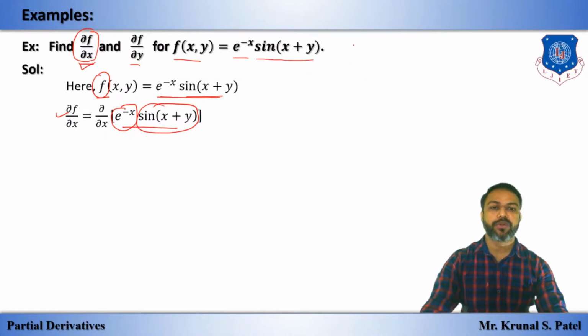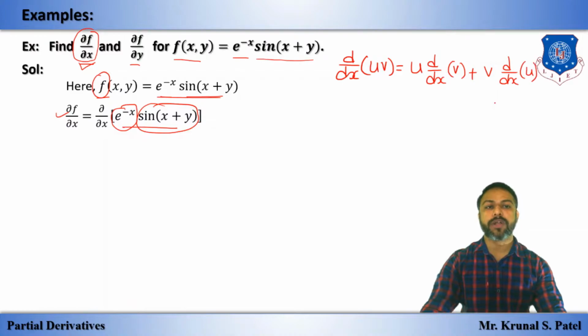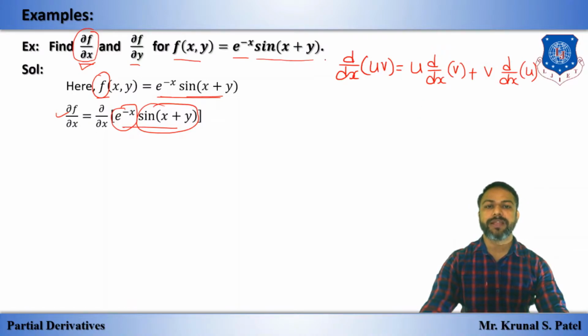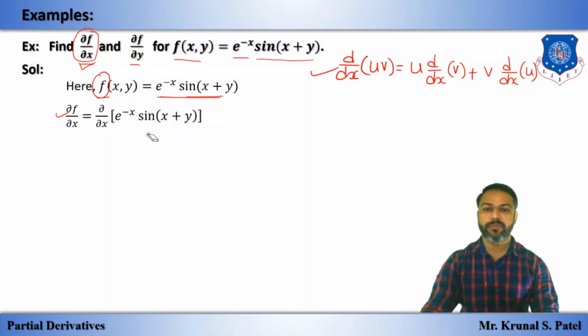And what is the product rule? We know that d/dx of u times v is equal to u as it is times d/dx of v, plus v as it is times d/dx of u. This is our product rule, which we already learned in the previous standard, that means in 12th standard. So we will apply this formula. Now let's apply the product rule over here.